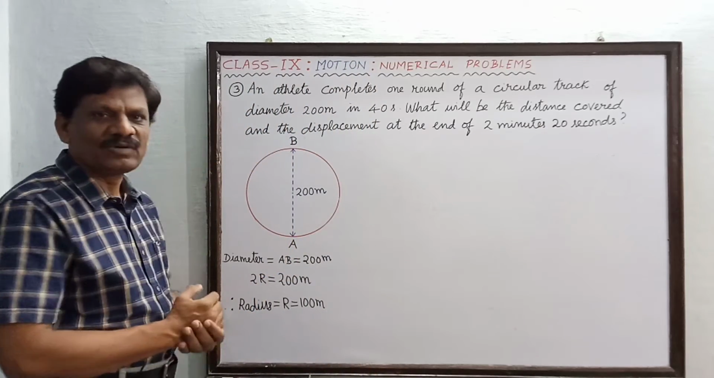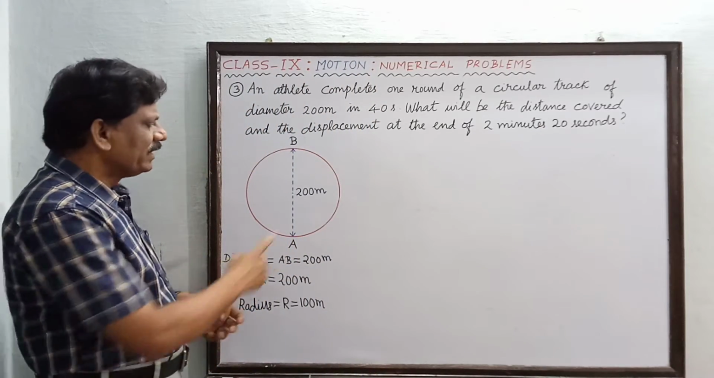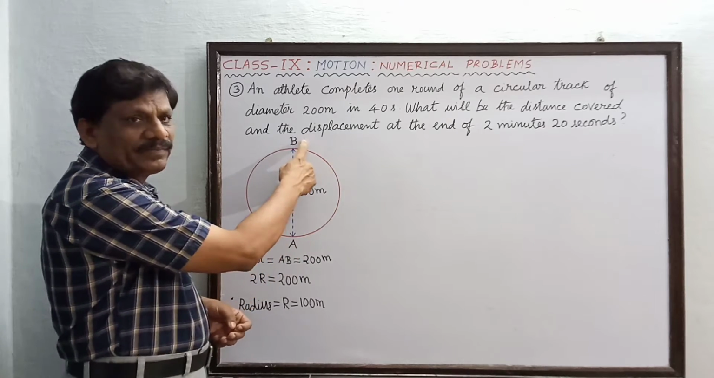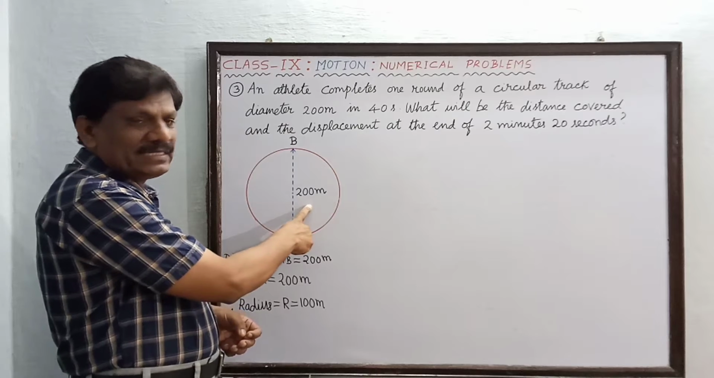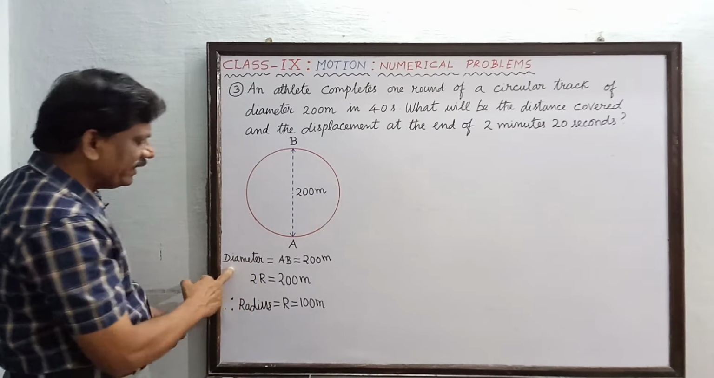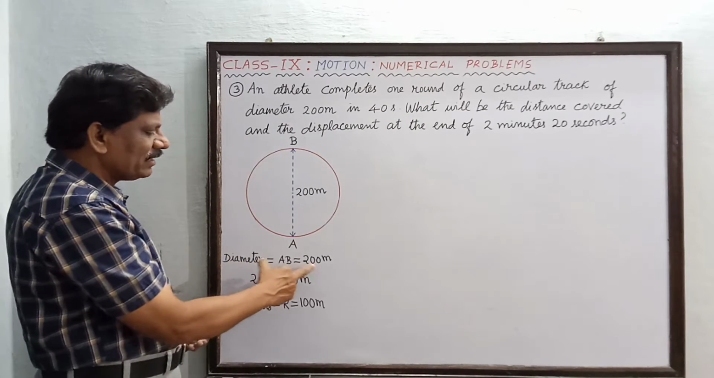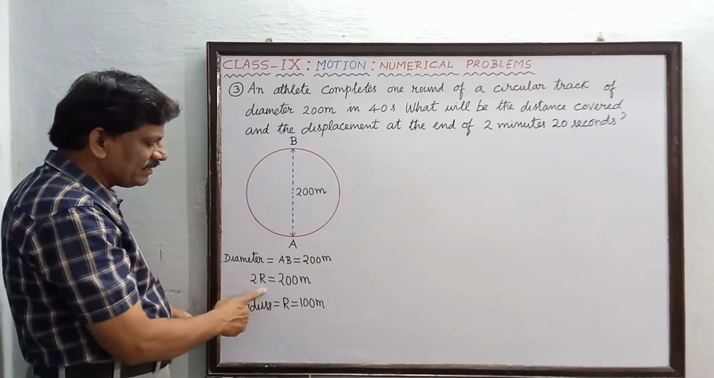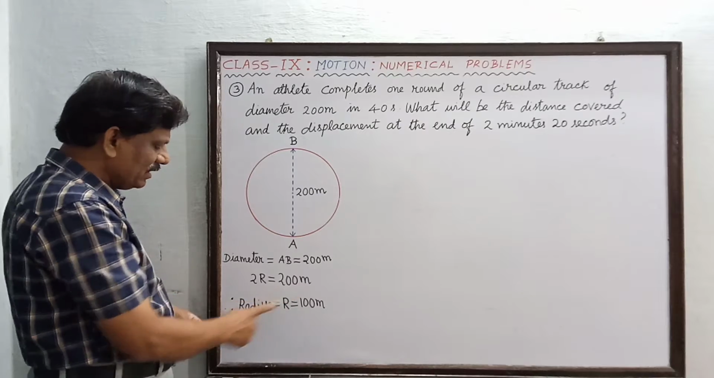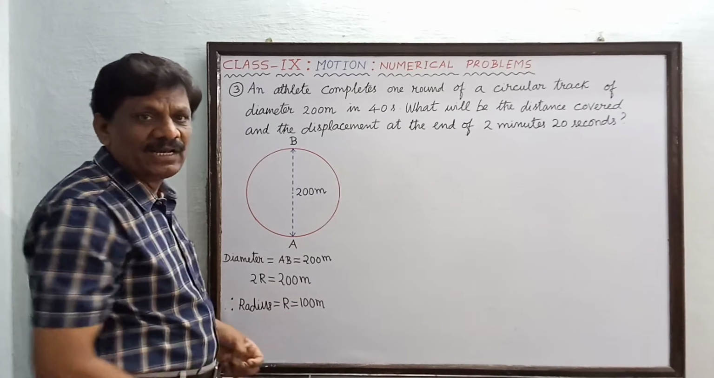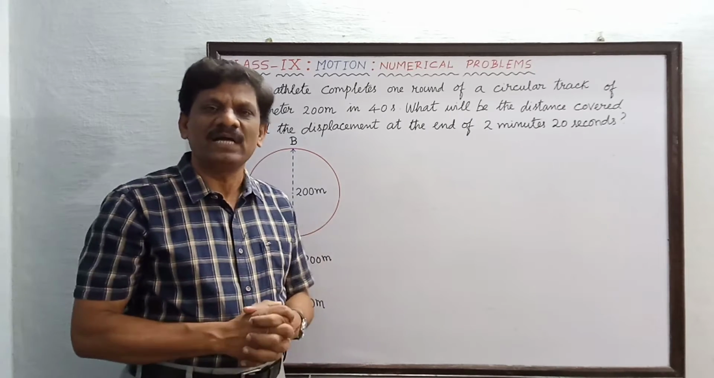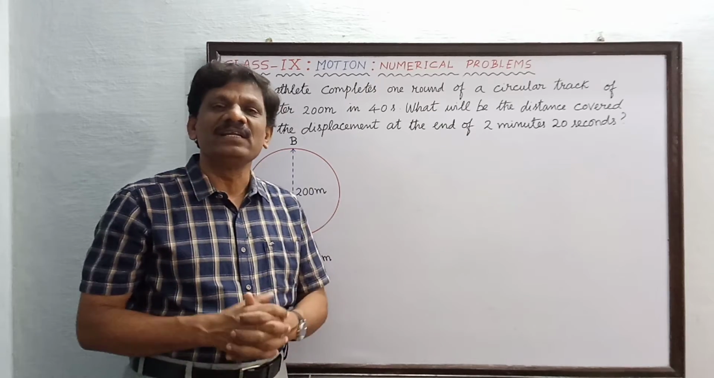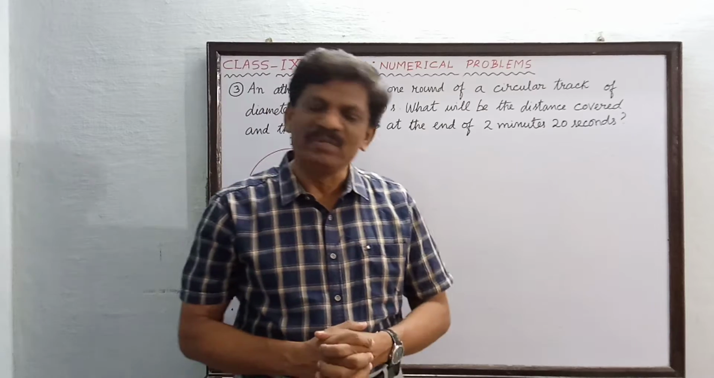You see, this is the circular path. The diameter of the circular path is denoted by AB, that is equal to 200 meter. It is given. So diameter AB is equal to 200 meter, that is twice the radius is equal to 200 meter. Therefore, what is the radius of the circle? R is equal to how much? 100 meter. Have you understood this first? The radius of the circle is equal to 100 meter.